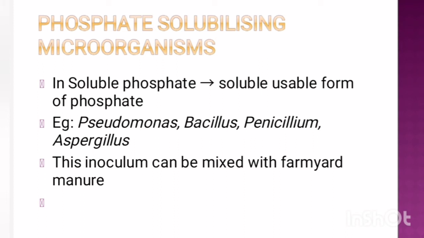Next biofertilizer, phosphate solubilizing microorganisms. Examples of these phosphate solubilizing microorganisms are Pseudomonas, Bacillus, Penicillium, Aspergillus, etc. These organisms can be mixed with farmyard manure and applied. They can convert insoluble phosphate into soluble, usable form of phosphate. So it is a good biofertilizer.